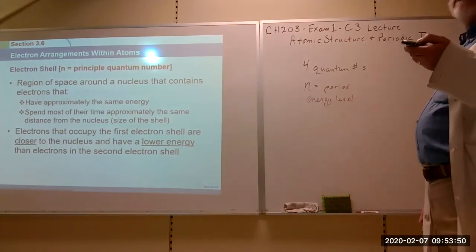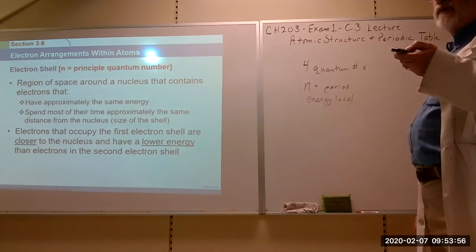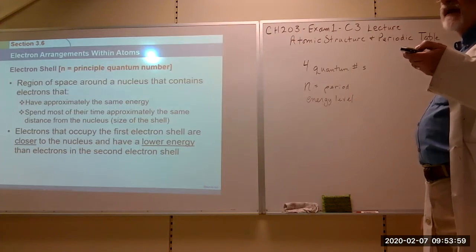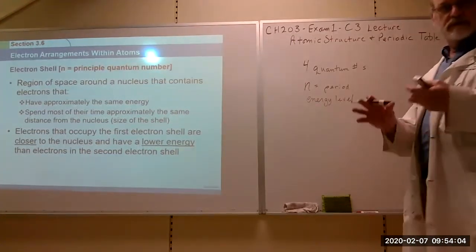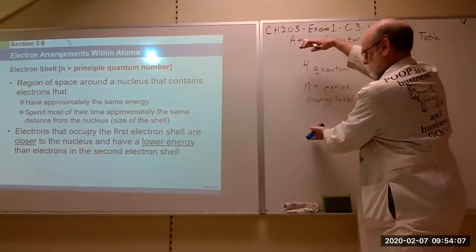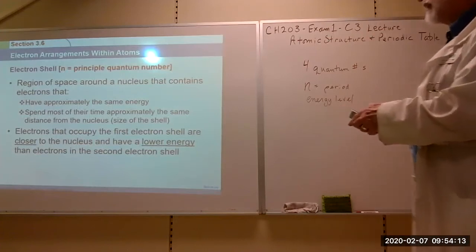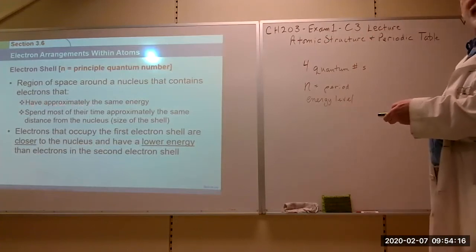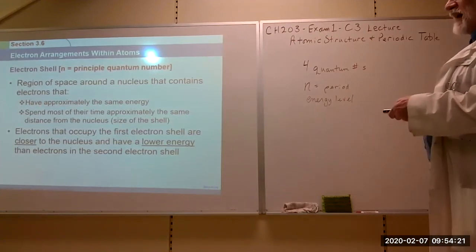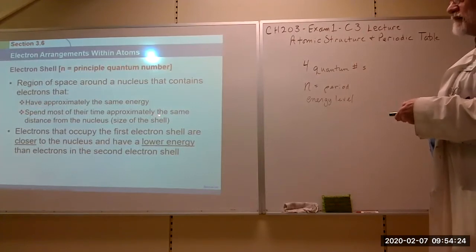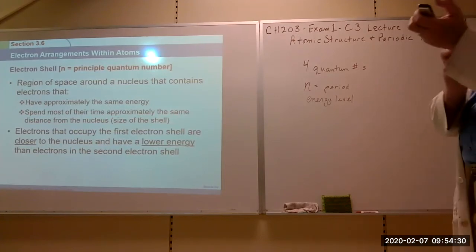So the energy level for all of these elements, for that particular quantum number, that shell, are at the same energy level. Now there are slight differences that occur, but overall, everything fits in this energy level somewhere. That's why we say they have approximately the same energy. That's our escape clause. And they spend most of their time at approximately the same distance from the nucleus. That's the size of the shell. Okay?